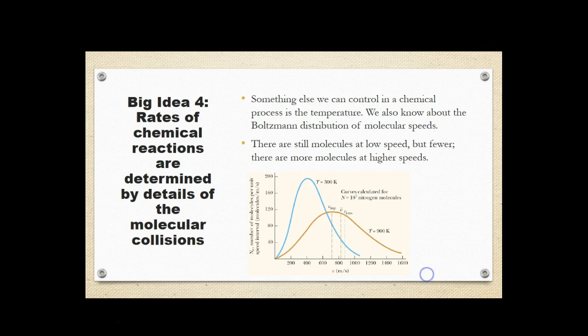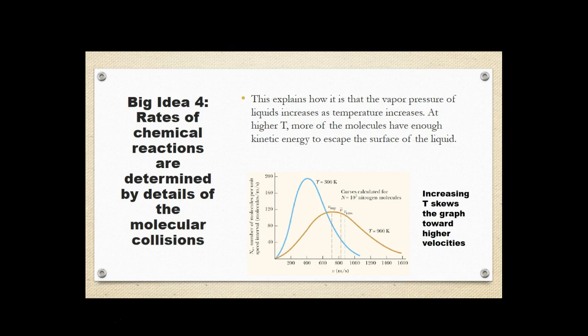And as you can see, there are still molecules down here at low speeds, but fewer of them. There are more molecules at the higher speeds when you have the whole thing at a higher temperature. Increasing the temperature then skews the graph towards higher velocities. This explains how it is that the vapor pressure of liquids will increase as we increase the temperature.